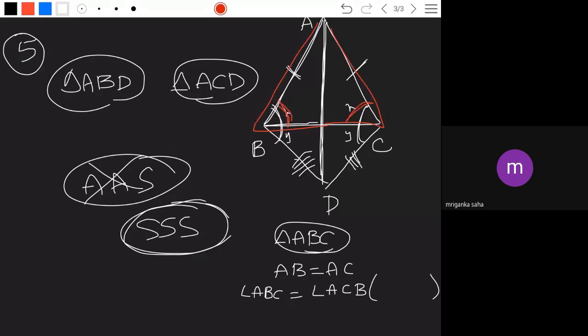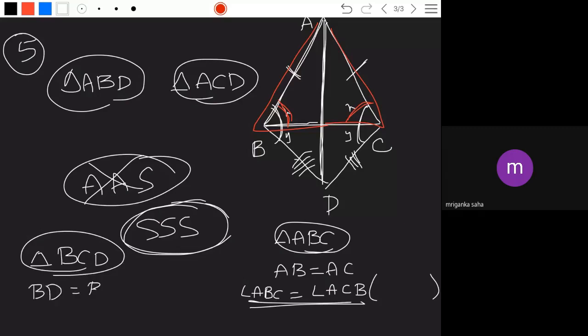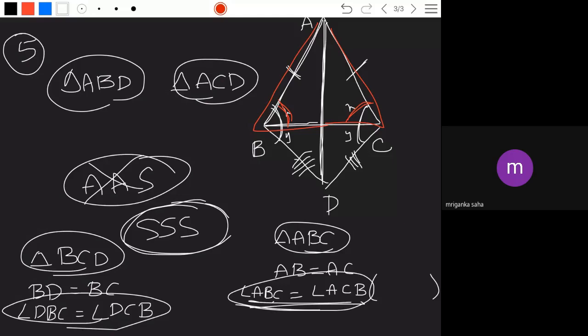In the same way, take triangle BCD into consideration. In it, BD is equal to BC. Then from that, angle DBC is equal to angle DCB. Then adding this and this, automatically we get x plus y, isn't it? So this is the second way of solving the problem.